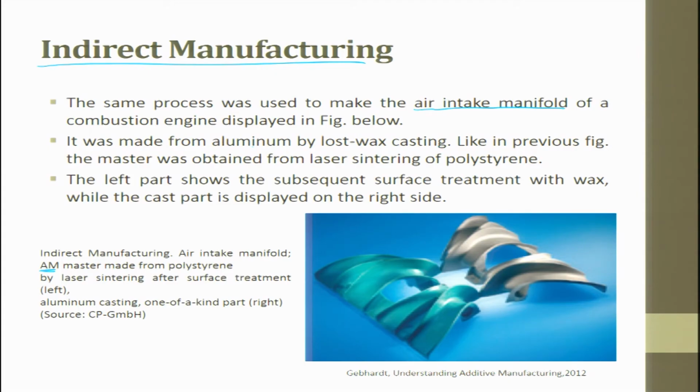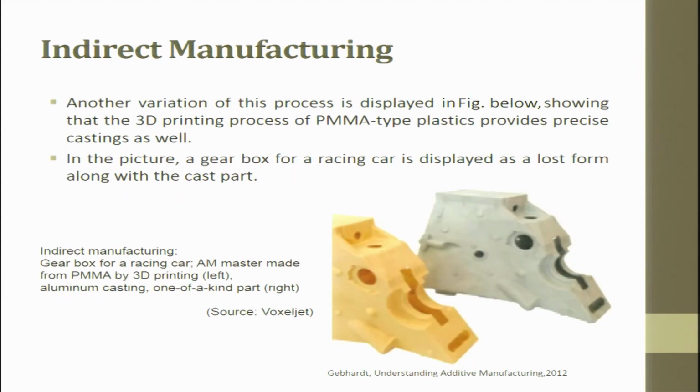Like in the previous slide, whatever we have discussed, the master was obtained from laser sintering of polystyrene. The left part we have already seen. Another variation of this process is displayed in this figure, showing the 3D printing process of PMMA type plastic. These are all plastics provided for precise casting as well. In this picture, a gearbox for a racing car is made. So, indirect manufacturing is effectively used today in aero, in auto and in consumable products.